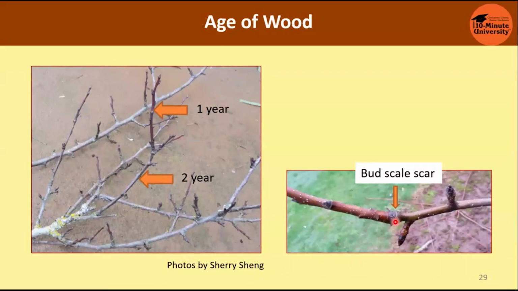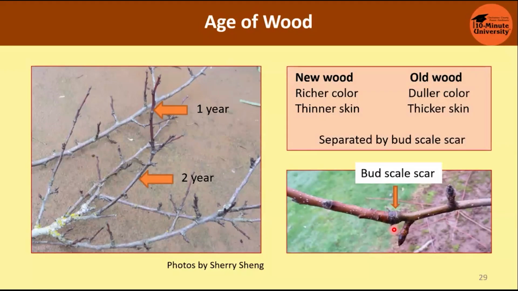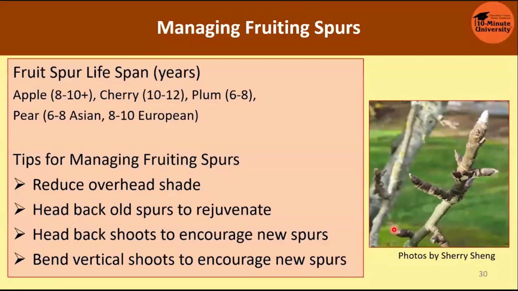So I want you to take a close look at this branch here and tell me which side, the left or right, has younger wood. And I'll give you a clue. New wood is richer in color, thinner skinned, and old wood has duller color and thicker skin. If you said left, you will be correct. The left side is younger.